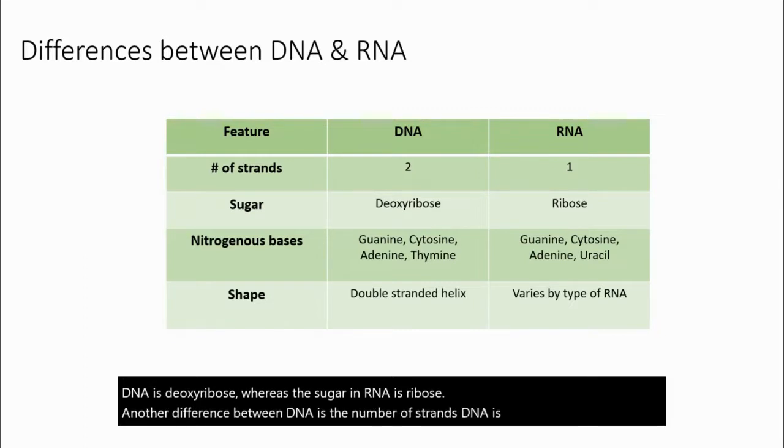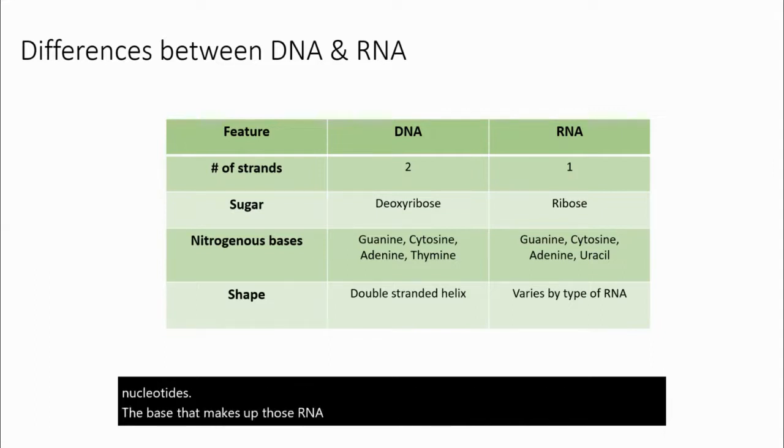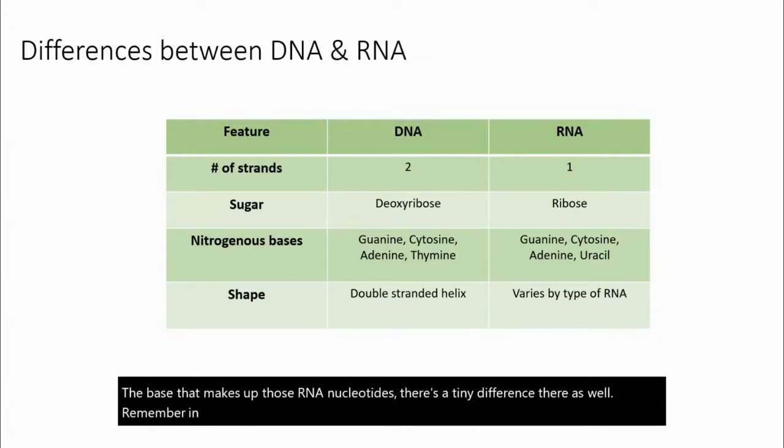DNA is a double-stranded molecule, but RNA is a single-stranded molecule, so it only consists of one strand of RNA nucleotides. Now, the bases that make up those RNA nucleotides, there's a tiny difference there as well. Remember, in DNA, those bases were A, T, G, and C. But with RNA nucleotides, the bases are A, G, C, and U. There is no thymine in RNA.